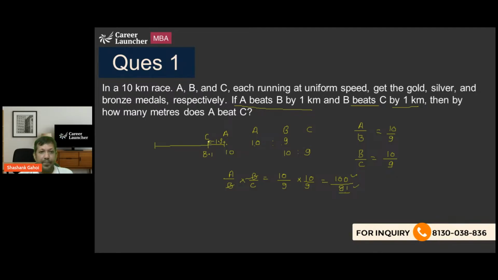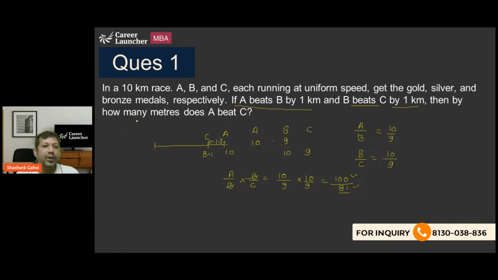But if you look at this question, does it have options? This question doesn't have any options. So it means this is a TITA question. In a TITA question, your answer cannot be in decimal. So your answer cannot be 1.9 kilometers.